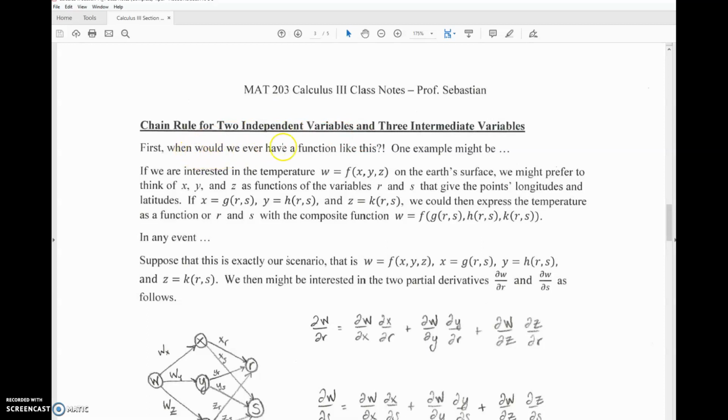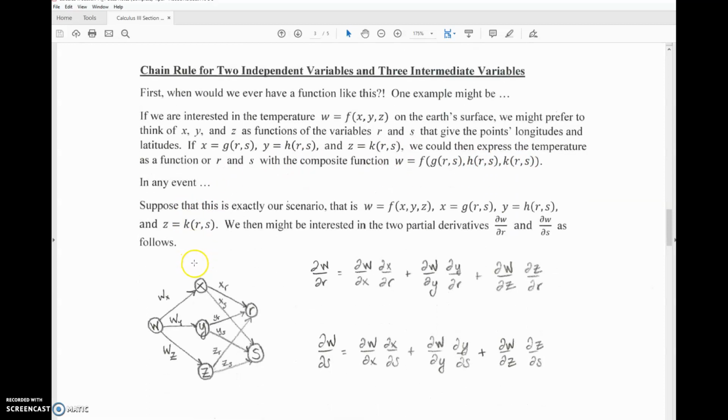So first, when will we ever have a function like this? Well, one example might be if we are interested in the temperature, w, which is f of x, y, z on the Earth's surface. We might prefer to think of x, y, and z as functions of the variables r and s that give the points' longitudes and latitudes. So if x is g of r, s, and y equals h of r and s, and z equals k of r and s, we could then express the temperature as a function of r and s, with the composite function w equals f of g of r, s, h of r, s, and k of r, s.